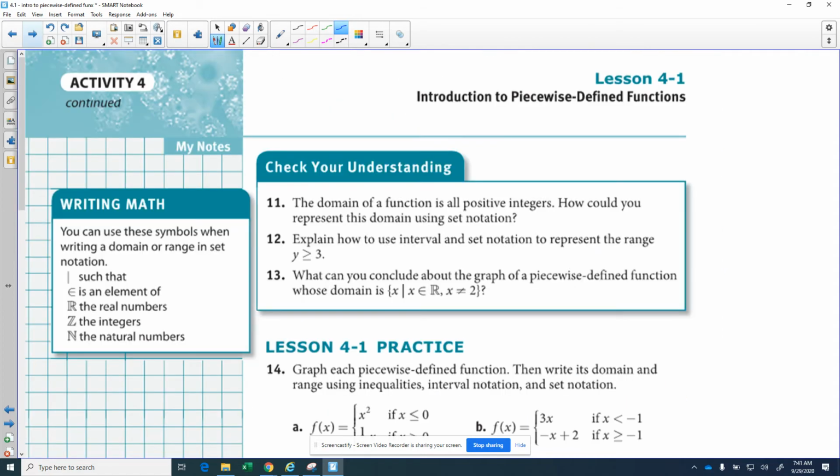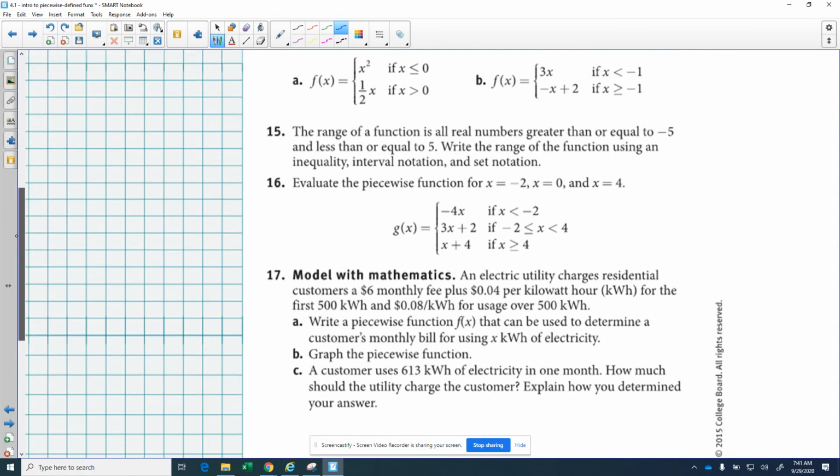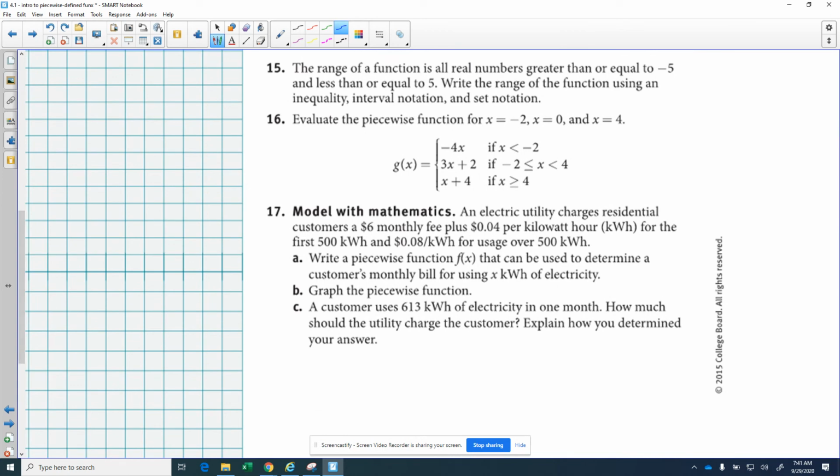The last problem we're going to talk about for today is evaluating a piecewise function, where we basically want to evaluate something algebraically. So in number 16 here, there is no graphing whatsoever. I actually want to know what the answer would be if I plugged in a -2, a 0, or a 4. So let's start with 16 if we had x equals -2.